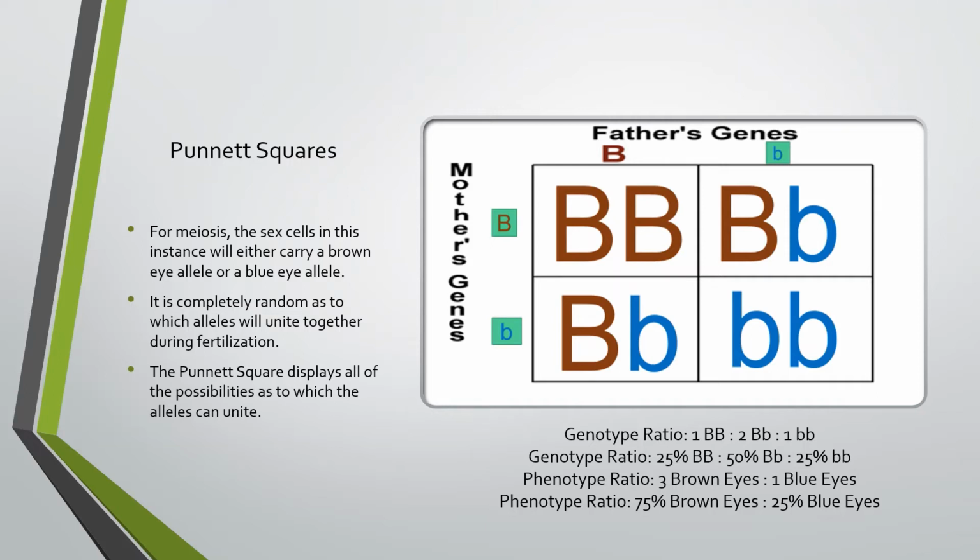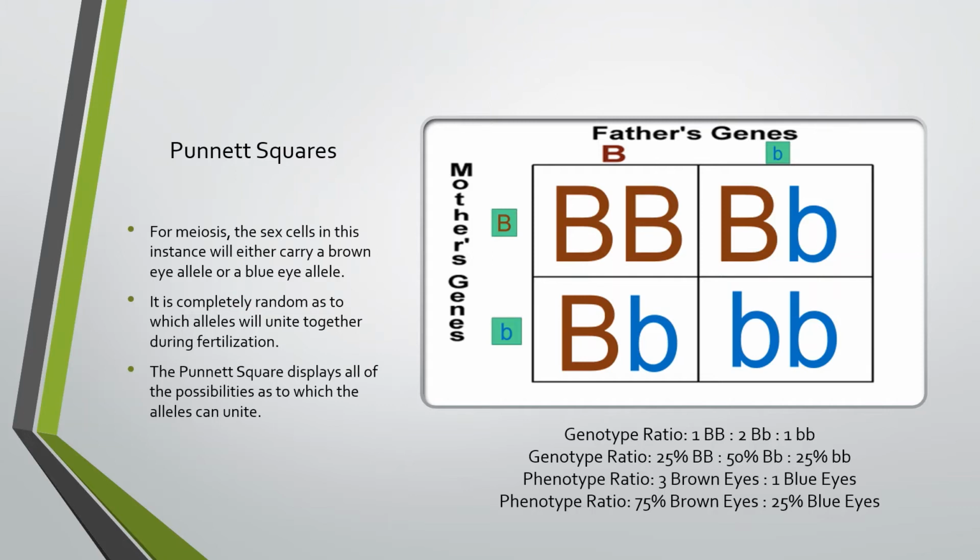For example, there's one box with 2 uppercase B's for brown eye alleles, 2 boxes with an uppercase B and a lowercase b, and 1 box with a lowercase b. That calculates to a 25% likelihood of getting 2 uppercase B's, 50% of getting an uppercase B and a lowercase b, and a 25% chance of getting both lowercase b alleles.